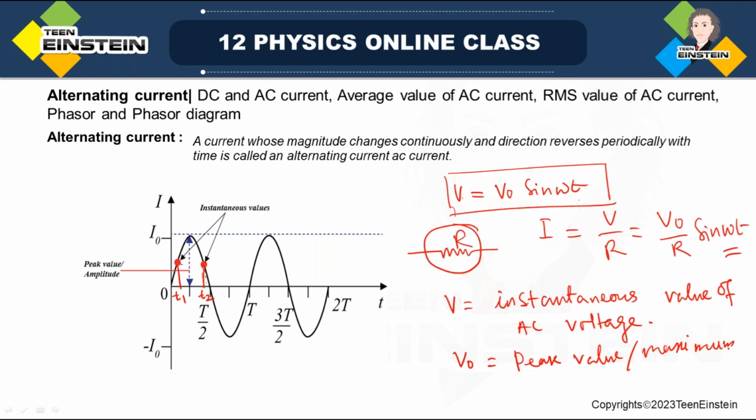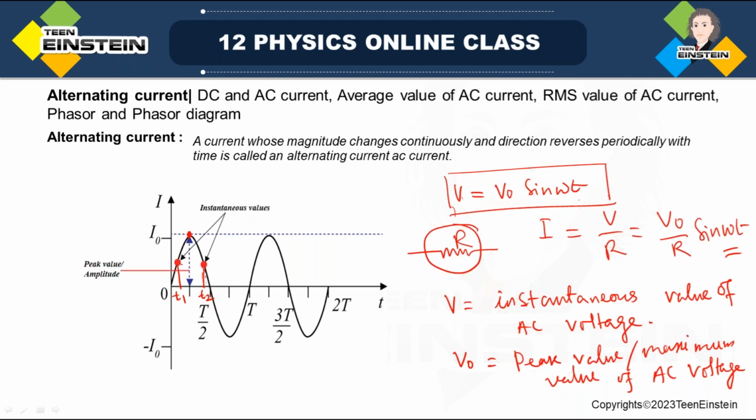Maximum value of AC voltage. Peak value or maximum value. See, this value is actually constant. You look here, this is the peak value. Here actually I have shown in the figure as current.